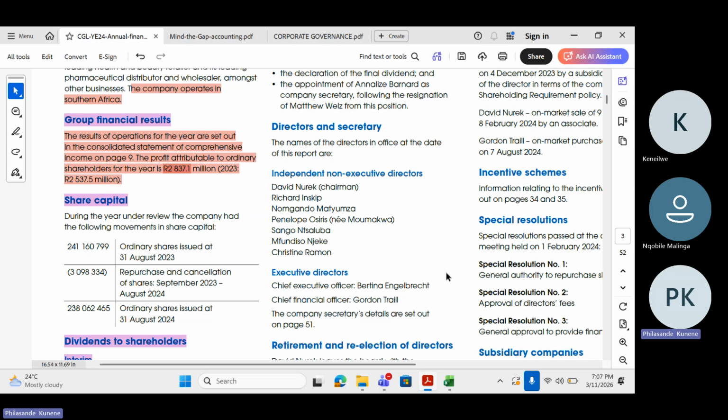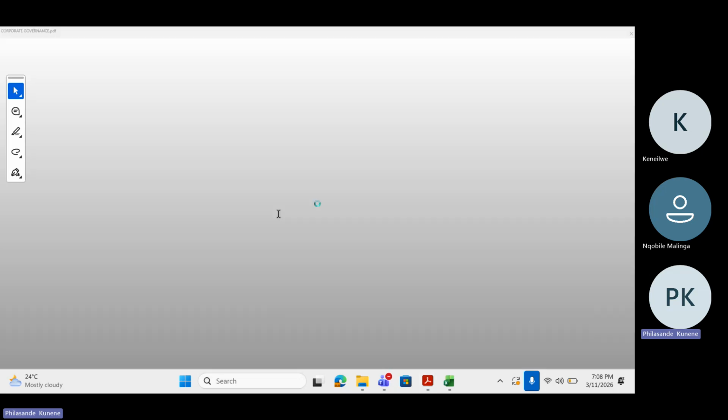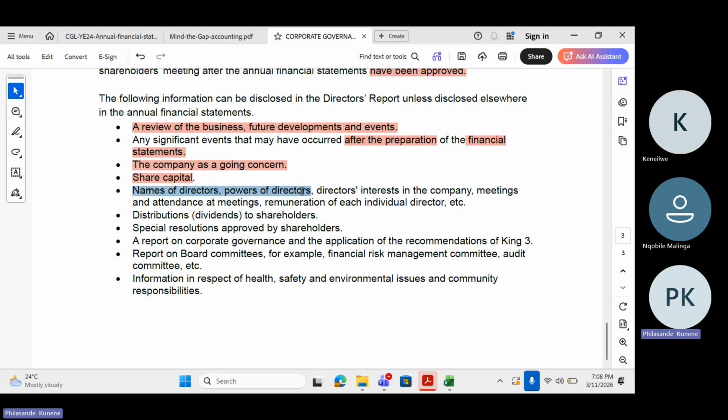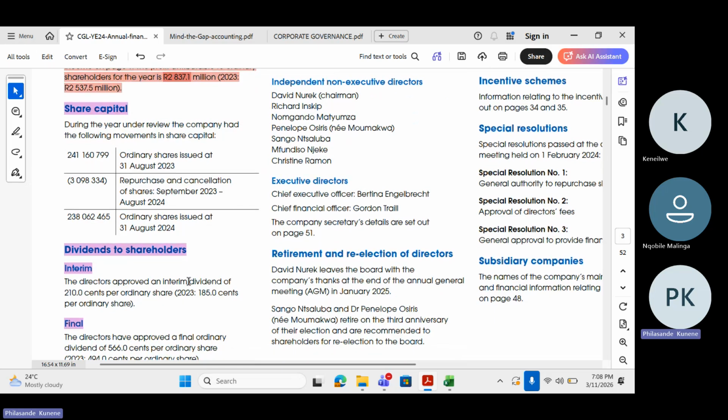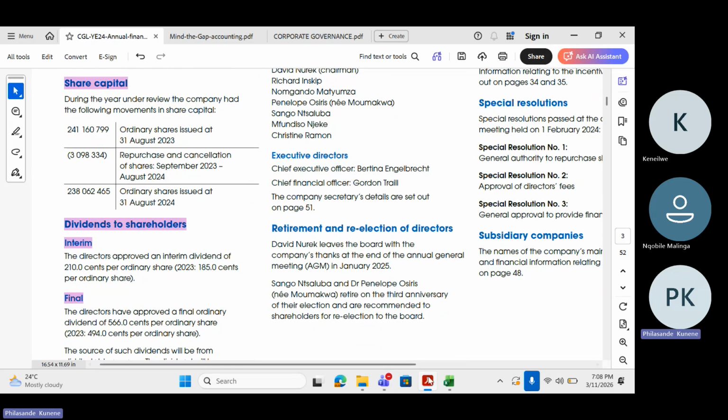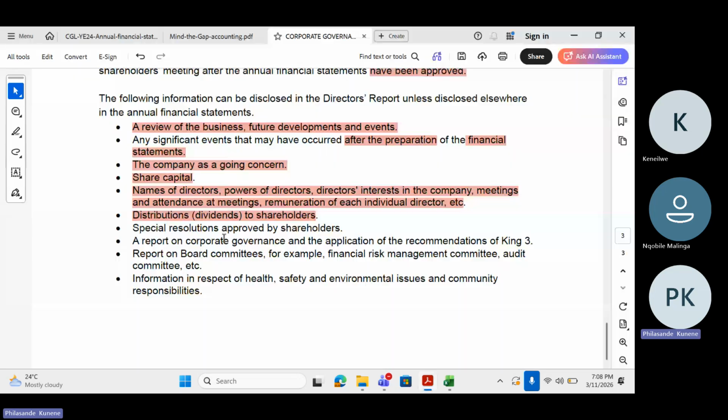Things that we're talking about at a grade 12 level, you can see them in the set of the financial statements. Names of directors, powers of directors, directors' interest in the company, meetings and attendance at meetings, remuneration of each individual director, those have to be reported. Distributions, dividends to shareholders, those things are here. There are dividends to shareholders, they are reported. This is grade 12 accounting.